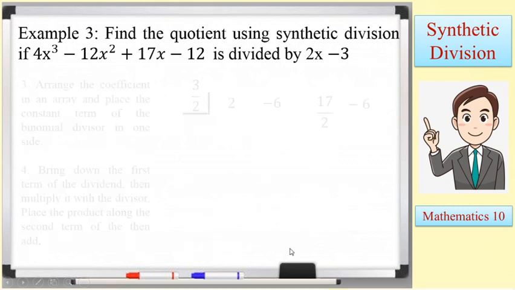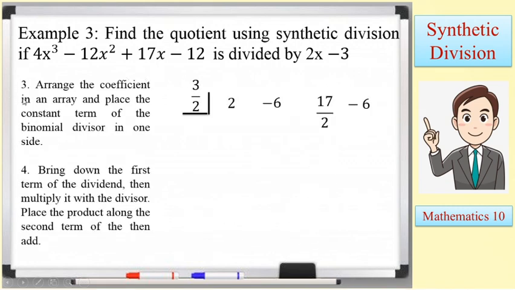Okay? So, for the third step is we need to arrange the coefficient. Ayan na yun. 2, negative 6, 17 over 2, negative 6. And our divisor is 3 over 2. So, kinakailangan nating isulat sa ganitong form bago tayo mag-proceed sa step number 4. Okay? So, sa step number 4 is bring down the first term of the dividend, which is 2.